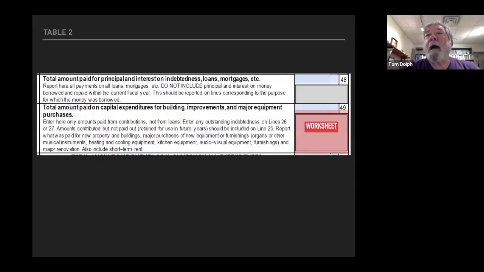So circling back to the question about insurance, if insurance paid for your roof, this is where the expenditure for those insurance funds would go. Whatever the insurance paid to have repaired or replaced, that goes on this line 49.